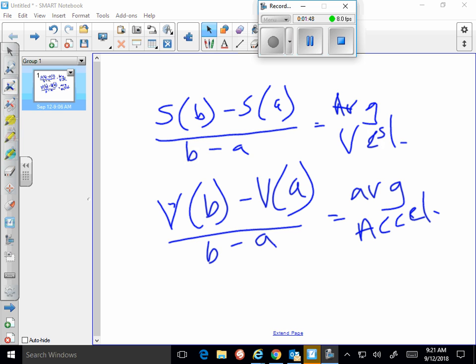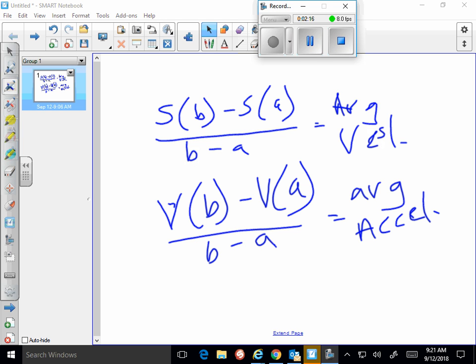On V of t, it's the slope on velocity that we're finding for average acceleration. So when she said her sentence, average velocity is the slope of the secant between 2 points on S of t, I thought you'd change it to say average acceleration is the slope of the secant between 2 points on V of t. So you just had to change S of t to V of t. Okay? Any questions about that?